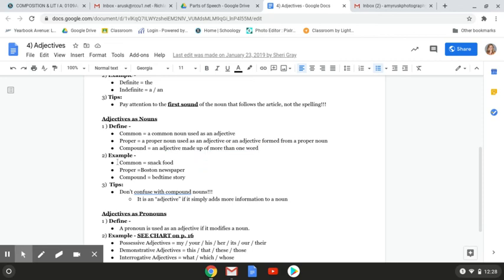For example, a common adjective, snack food. Now, standalone, snack is a noun, but right now, snack is describing food. What kind of food? Snack food. It's answering that question. So we know that snack is functioning as an adjective because it's actually describing a noun.